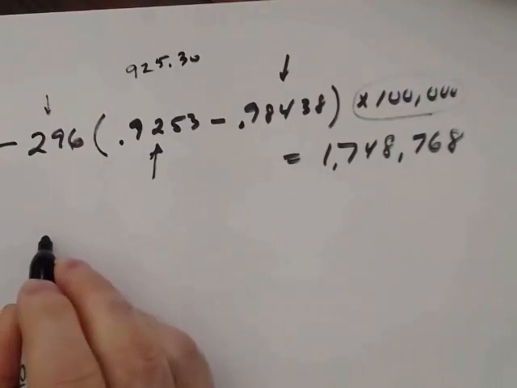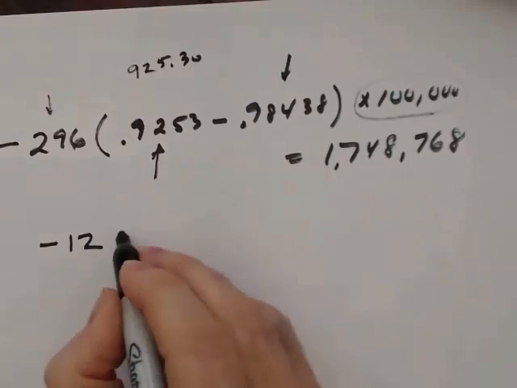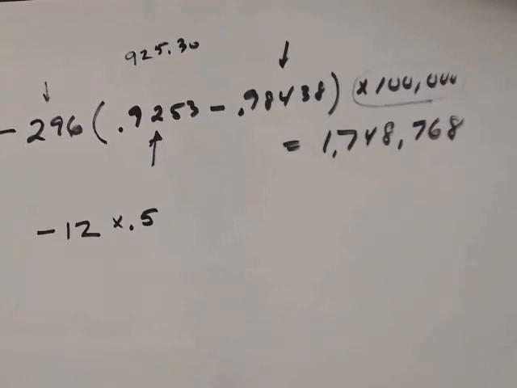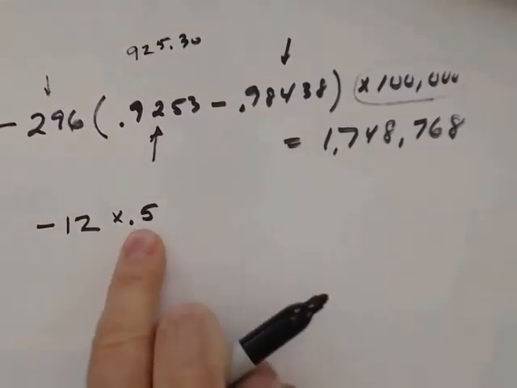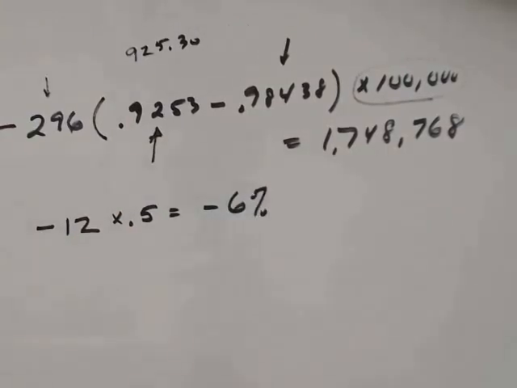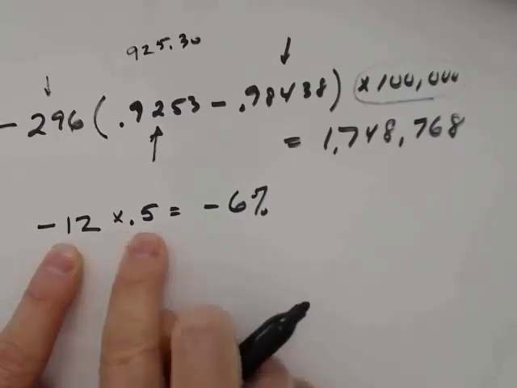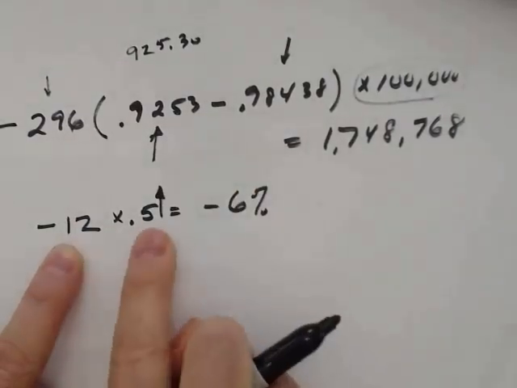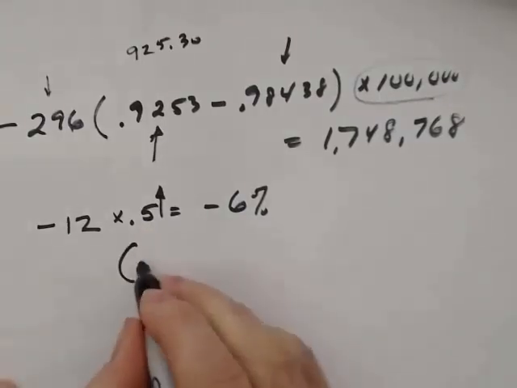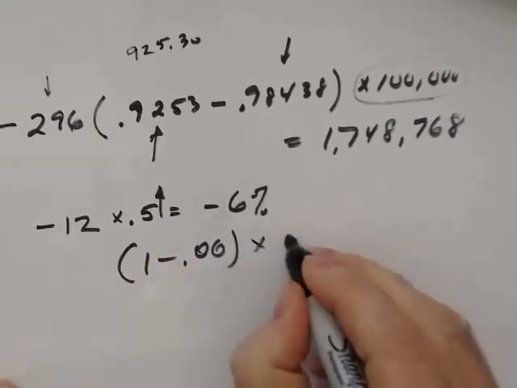Well, if you look at the duration of those futures contracts, they were 12. And then there was a 50 basis point change. That's a half a percentage point. That equals a loss of 6% on the bonds. So when you have a duration of 12 and interest rates go up 50 basis points, that means your portfolio is going to lose 6%. So 1 minus 0.06 means you're left with 94% of the original value.